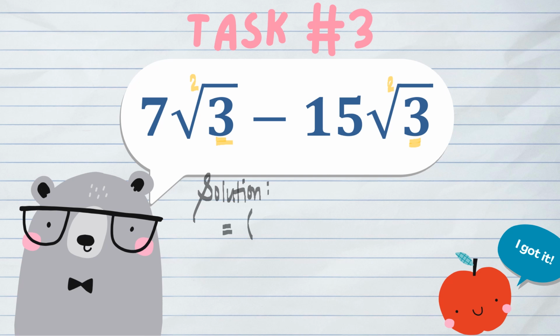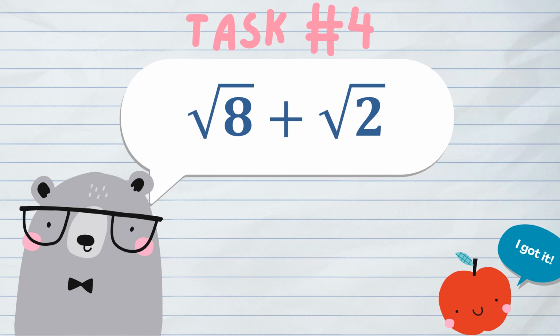So, copy first the coefficients that we have, 7, and then the operation, which is subtraction, and then copy the radicand that we have. Alright? And then, we'll have 7 minus 15, that would be negative 8, and then square root of 3. So again, our final answer for this item is negative 8 square root of 3.